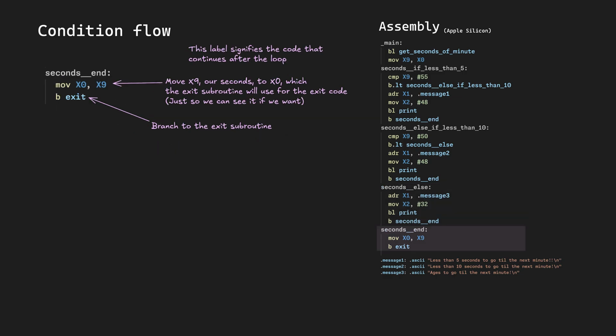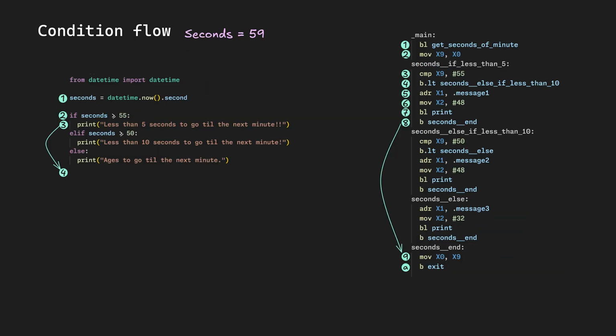Then we exit. Let's run through it again, visualizing the flow. If seconds is 59, then we execute all the way through the first condition and then branch to the end. If seconds is 52, we branch over the first condition block, then execute the second and branch to the end. If seconds is 30, we branch after both the first and second conditional blocks and then execute the else, and then finally we jump to the end.